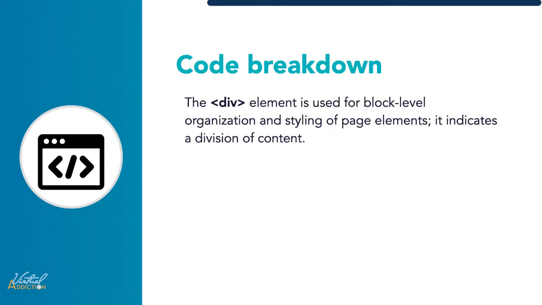A div element is used for block-level organization and styling of page elements. It indicates a division of content. We use the div element to create logical groupings of content or elements on the page. It indicates that they belong together in a conceptual unit or should be treated as a unit because we need to do so for CSS or JavaScript. By marking related content as a div and giving it a unique ID or indicating that it is part of a class, you give context to the elements in the grouping.